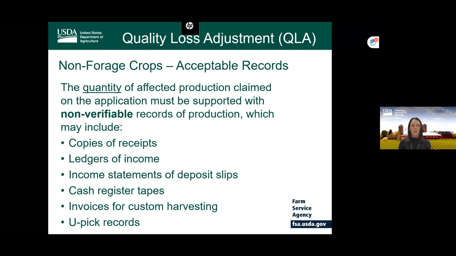The quantity of affected production claimed on the application must be supported with records of production, which may include copies of receipts, ledgers of income, income statements, deposit slips, cash register tapes, invoices from custom harvesting, UPIC records. So to help support that quantity that you're putting on the application, if you don't have a sales document or a measurement service completed, you could use what we call contemporaneous records, which may consist of feed records if you fed the crop, something to substantiate the quantity of affected production that you're certifying to on the application.